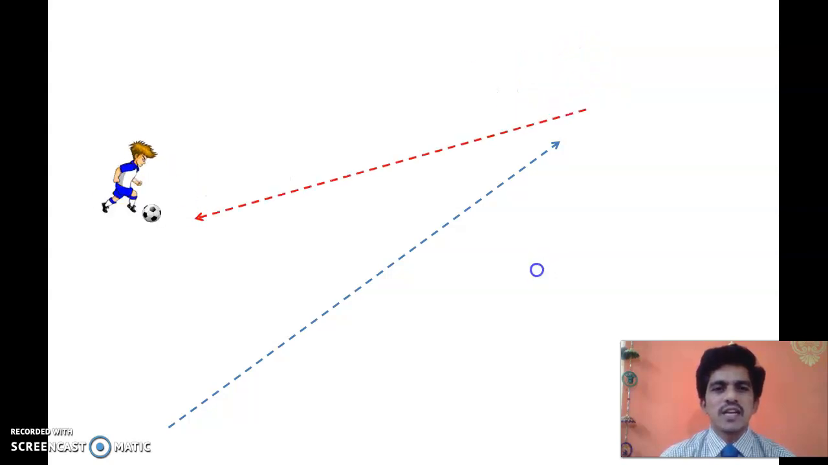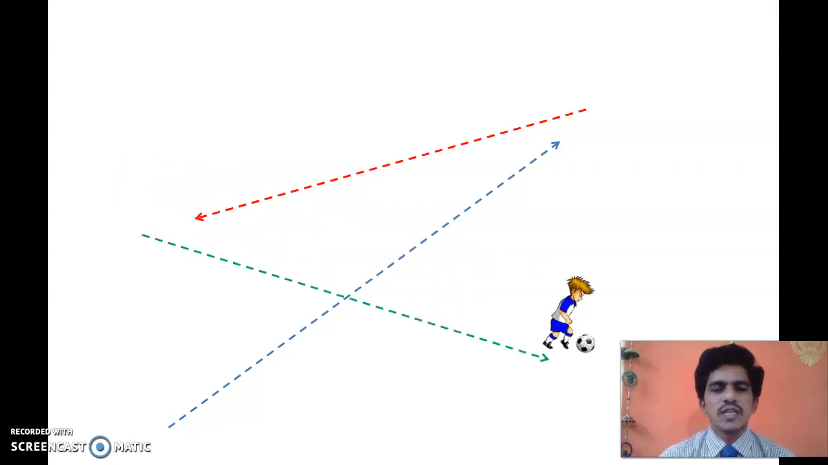And from there, he kicked the ball in the other direction, which is shown in this green color. So these are the distances he is traveling from one place to another in the ground. He is traveling freely. Now if you want to calculate the distance between his positions 1, 2, 3 and so on, you have to find the length of this blue ray or this red one or this green one.